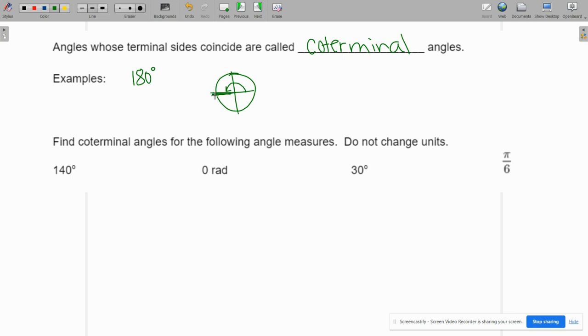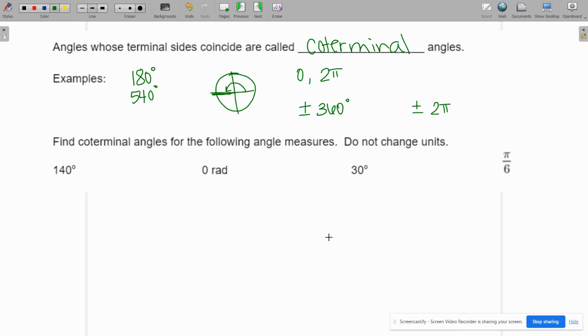So 180 degrees is also coterminal with, well, if we take 180 and we go all the way around one more time, so you're essentially taking 180 and adding 360, then you would also be at 540 degrees. So these would be coterminal angles. 0 radians and 2 pi radians are coterminal. Basically, if you can take an angle and either add or subtract 360 degrees if the angle's in degrees, or add or subtract 2 pi, you end up with coterminal angles.